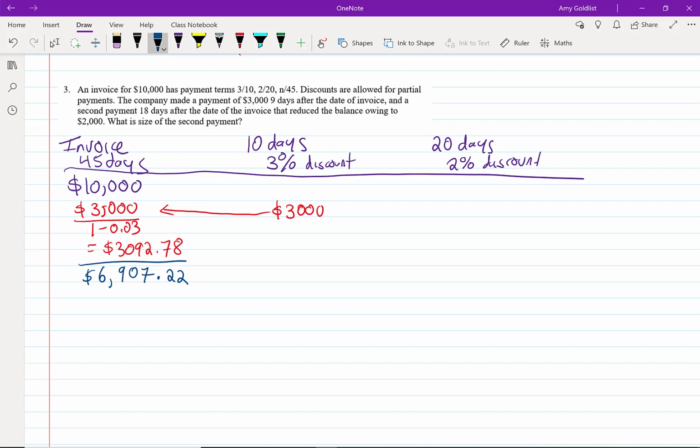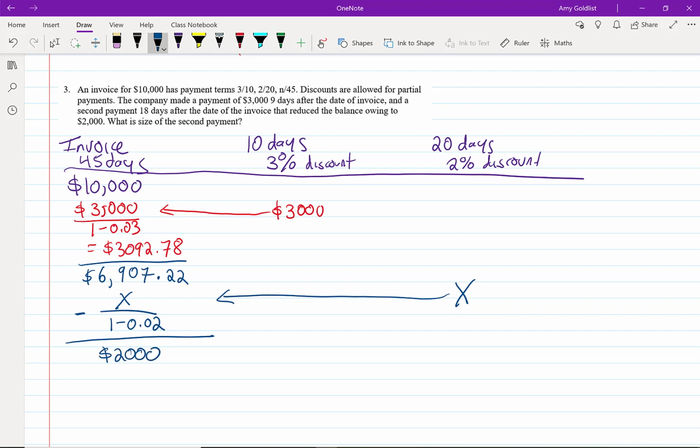Let's make our next payment. Our next payment is something. If it's something, I like to call it X. That X payment is worth more than it is because we get a 2% credit. When I subtract this, I end up with $2,000.